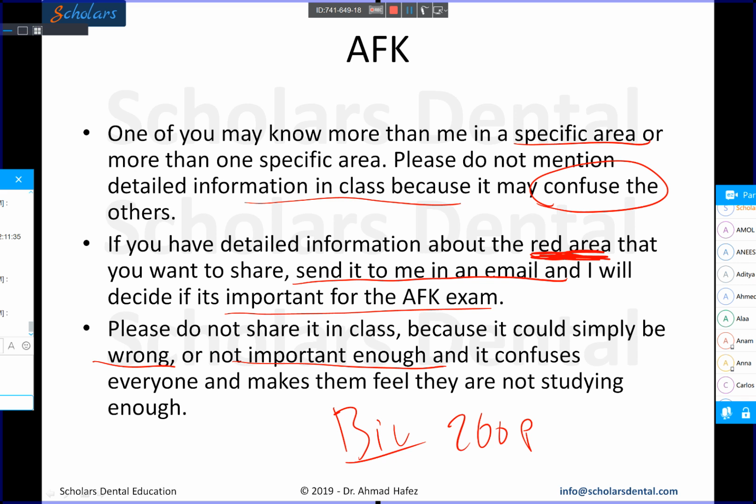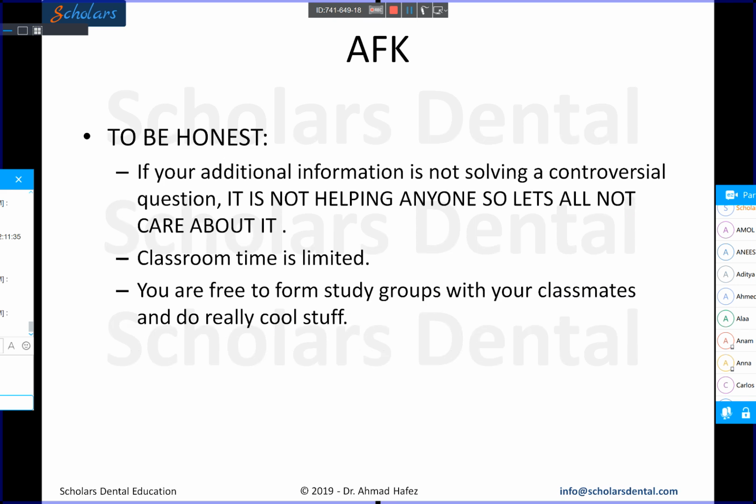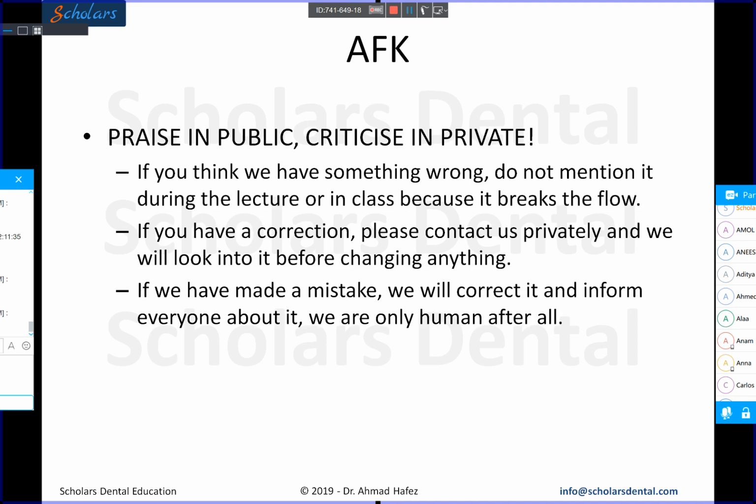So you don't want to make other people feel that they are not studying, and you don't want to introduce concepts that are not important. To be honest, if your information is not really helping to solve a controversial question, and it's not really helping in the green area, how about we all just decide not to care about it for now? You don't need to care about this concept right now. Classroom time is limited. This doesn't apply really to online, but in the class, we have limited time, so I don't want to waste time on things I don't think are important. And you're free again to do your own study groups and stuff.